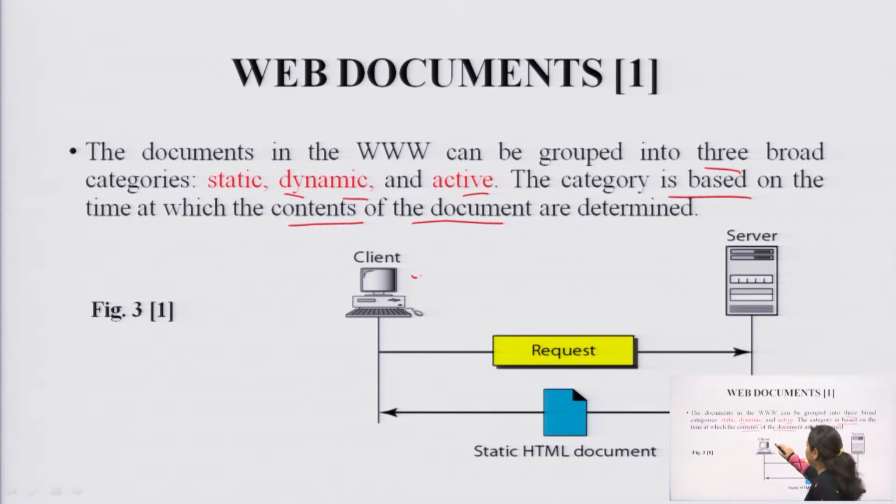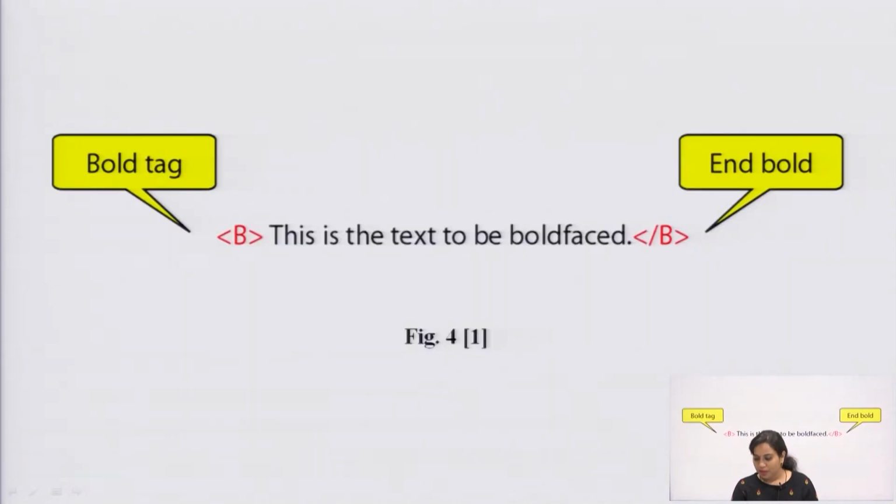So, then this will be the client and this will be the server. The client will request the particular web page, and then the static HTML document will be delivered to this client. Any time you want to access, it will be delivered over here. Now, this is another diagram which is showing that this text has to be boldfaced.